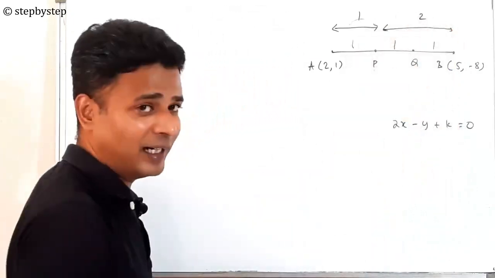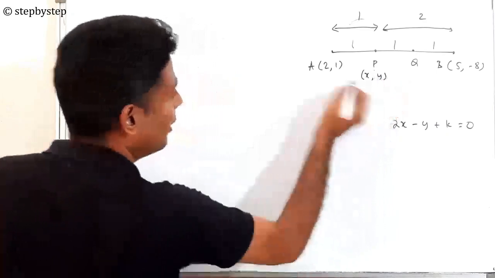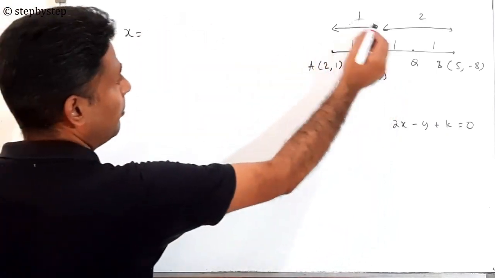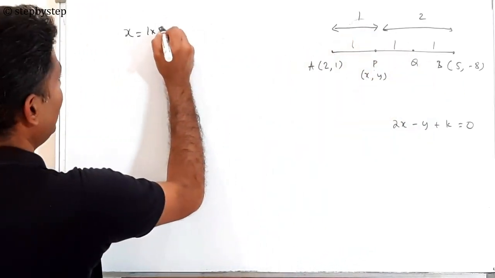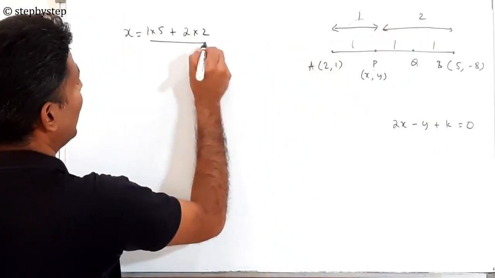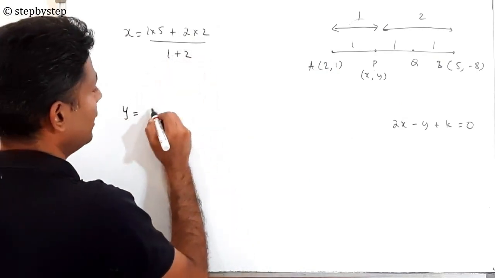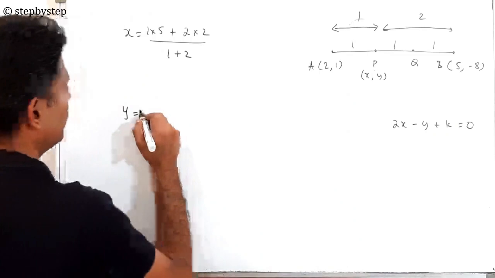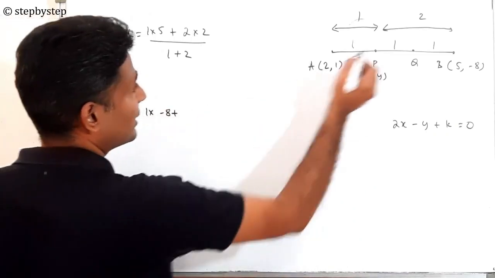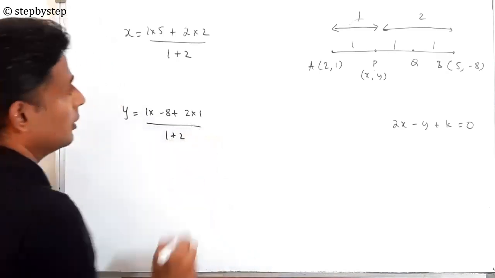So what is the ratio it's dividing in? 1 is to 2. So to find x and y for this, what will be the x coordinate? m x2, that is 1 into 5 plus n x1, that is 2 into 2, by 1 plus 2. Similarly, the y coordinate will be m into y2, that is 1 into minus 8 plus n into y1, that is 2 into 1, by 1 plus 2.